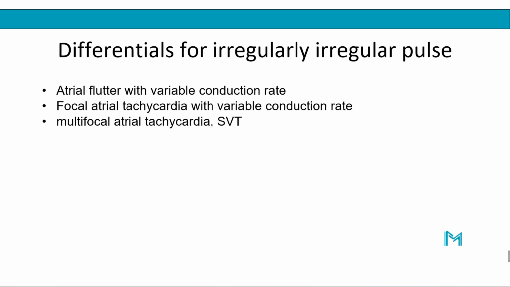The same applies to somebody who has a focal atrial tachycardia with a variable conduction rate. They will also present with an irregular pulse, with the same explanation as for atrial flutter. For people with multifocal atrial tachycardia, they will have an irregular pulse irrespective of the conduction rate, because the origin is multifocal. There are multiple origins of impulses within the atrium, shooting from all angles, so there will be an irregular pulse. And of course, SVT, which we said is a term used to describe this group of conditions, can also be a differential.